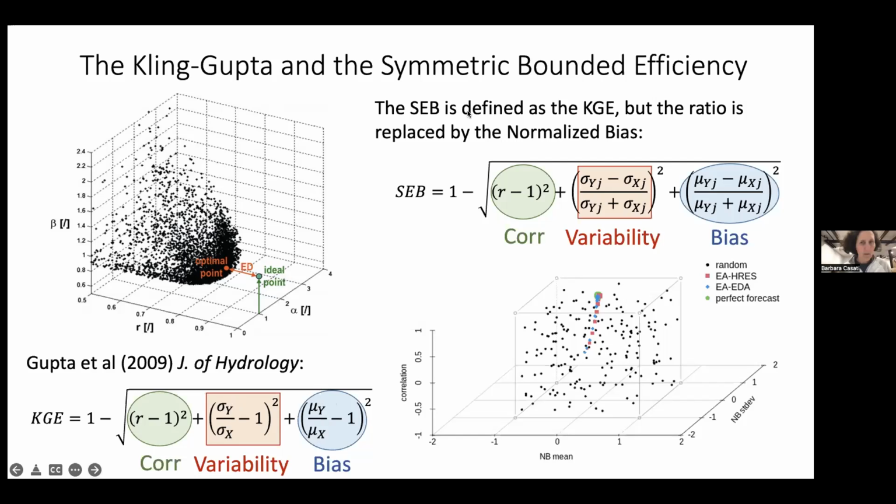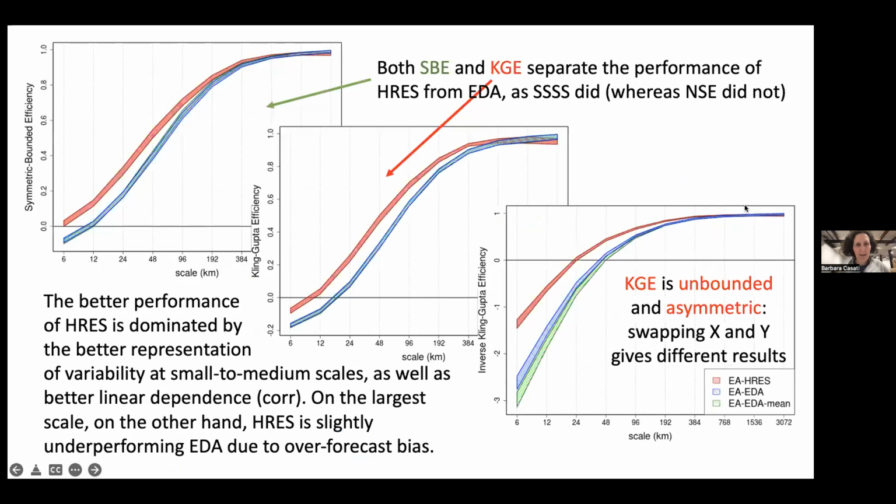Okay, I'll be quick. So we introduced the symmetric bounded efficiency, which is essentially defined as the KGE, but instead of using the ratio here, I'm using the normalized energy bias, both for the variability and the bias. And just to be super quick.